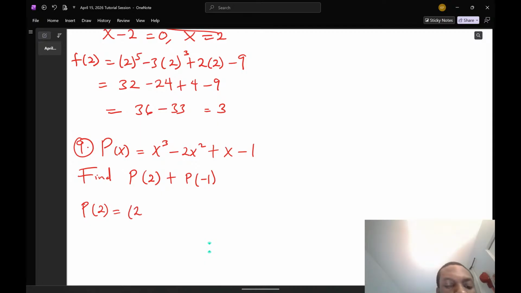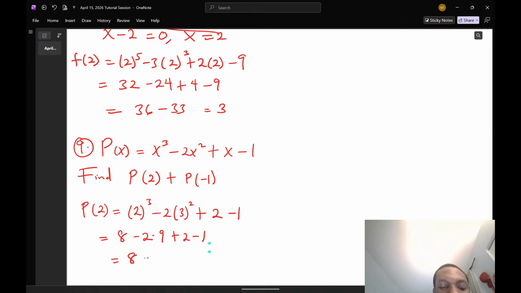So that will be 2 raised to power 3 minus 2 times 2 squared plus 2 minus 1. So 2 raised to power 3 will give us 8, minus 2 times 2 squared, that's 4. Sorry, so we have 8 minus 2 times 9 will give us minus 18 plus 2 minus 1. 8 plus 2 is 10. Minus 18 minus 1 is minus 19. So 10 minus 19 will give us minus 9.